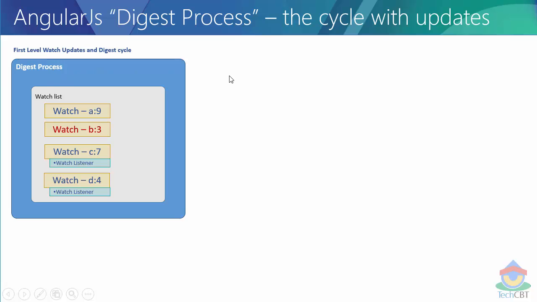And now the digest process is going to kick in, and it goes through each of those watches. Then it figures out, oh, there is a new value associated with that particular watch. So that needs to be informed to the AngularJS framework in order to update the UI. So it keeps track of that notification, which means it notes down the modification of the scope variable called B. Once noted, it is normal. And now it does the second iteration again.